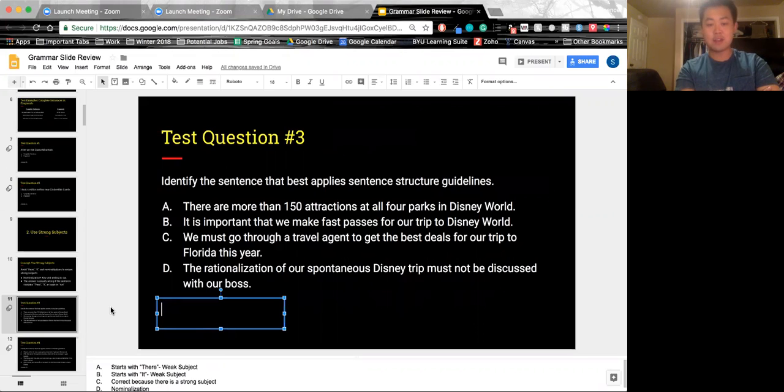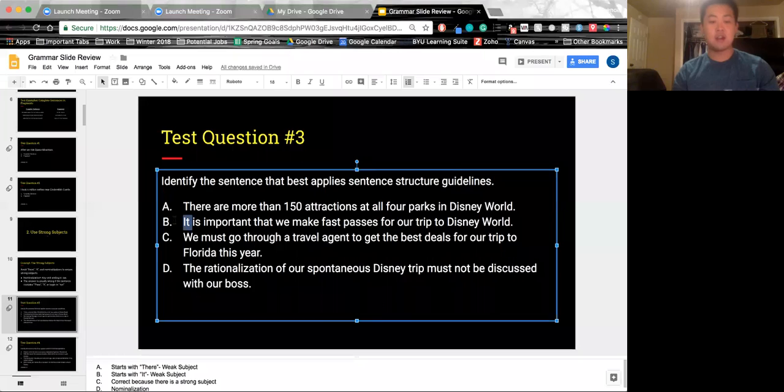So A is definitely out because there are, that is the subject. So let's cross that out. B is automatically wrong because it right here is in the subject area. And I know that we is a strong subject, so we'll keep it. And then D, the rationalization. Oh, ION right here. This is automatically wrong too. So I know A, B, and D are wrong.